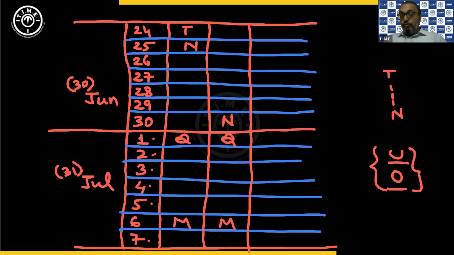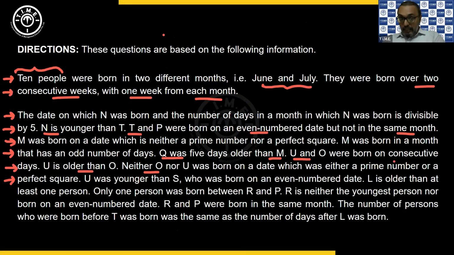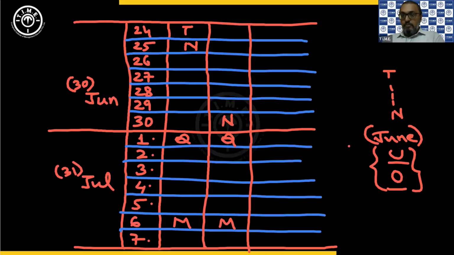And here, if you look at July, everything is a prime number or a perfect square now available. So U and O cannot be given in July. U and O have to be given in June only. That's the understanding. Correct? Then further, he also says U was younger than S, who was born on an even numbered date. Okay, so U is younger than S and S has to be given an even number. So we know that U and O have to be given in June.